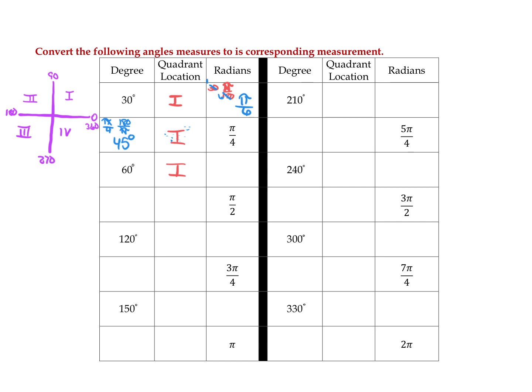60 degrees is in quadrant 1 also. So I'm going to do the same thing, 60 times pi over 180, and that's going to give me pi over 3.